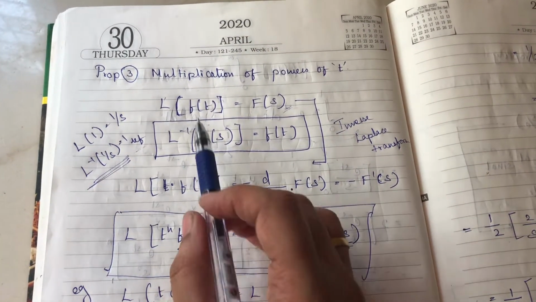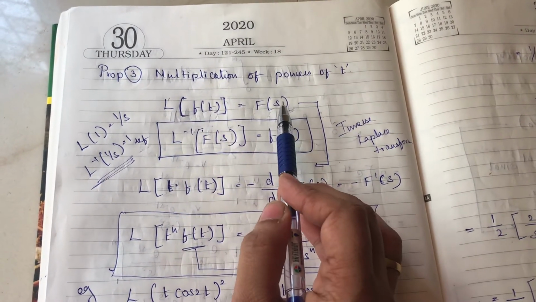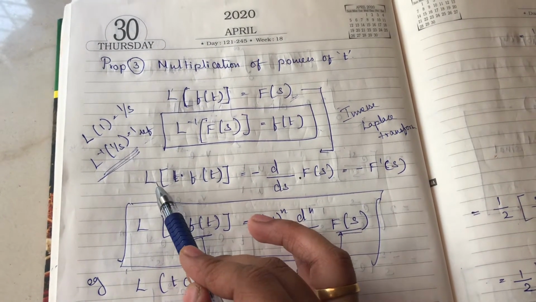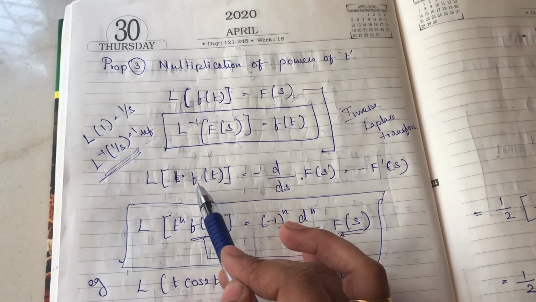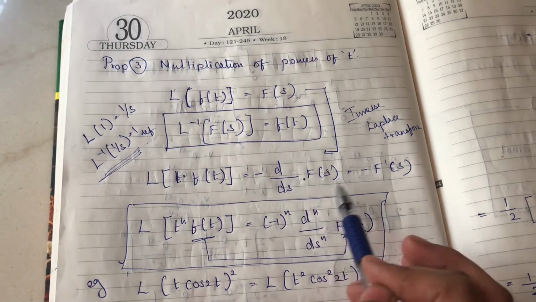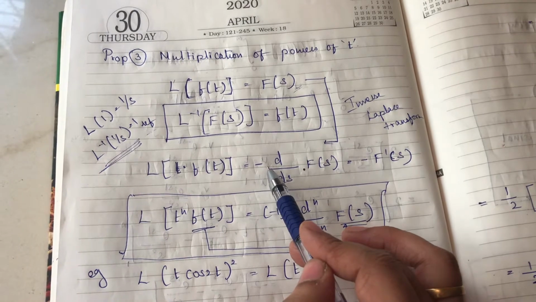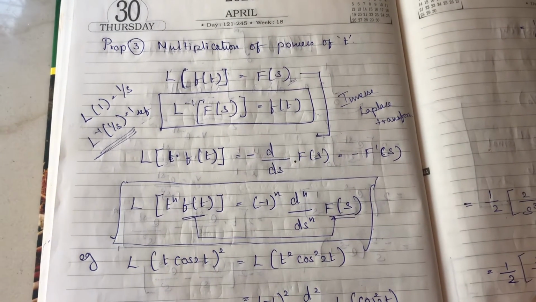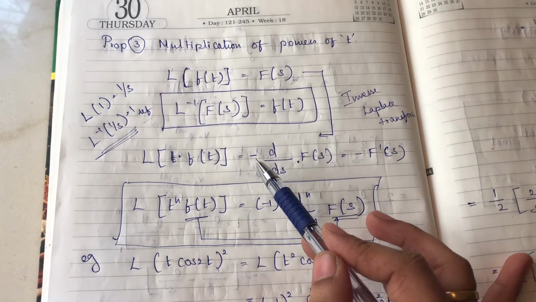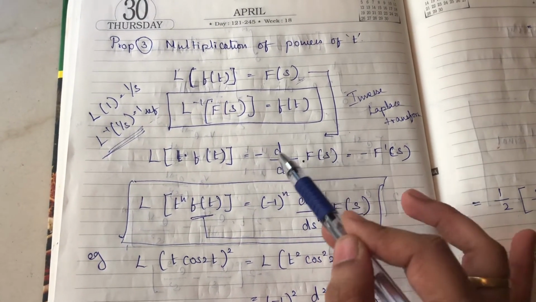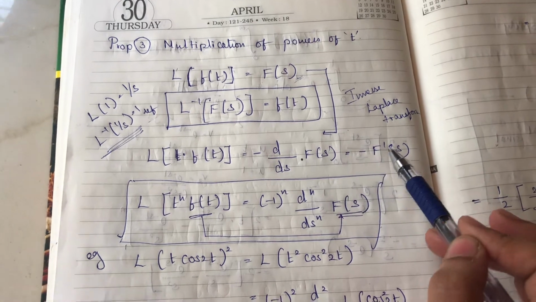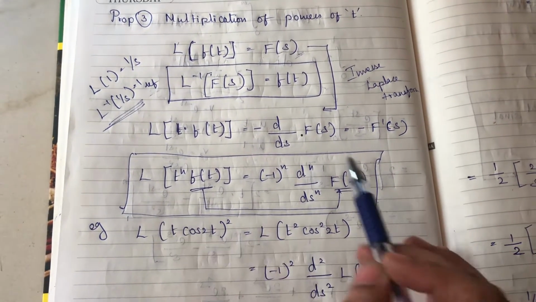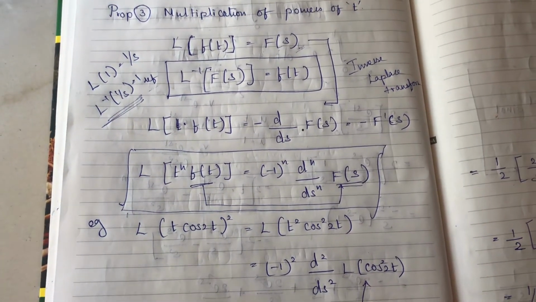Okay, so this is the equation. In that equation I'm going to multiply by t. So L of t into f of t means the answer will be minus the differentiation of this F of s. So we need to put minus here and then differentiate it, like minus F dash of s.